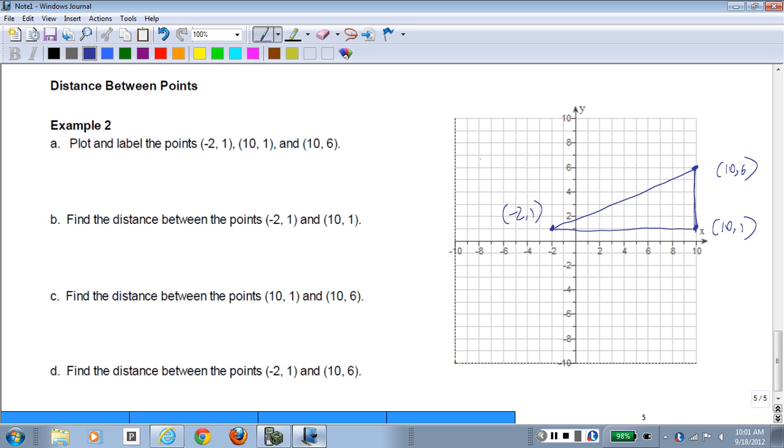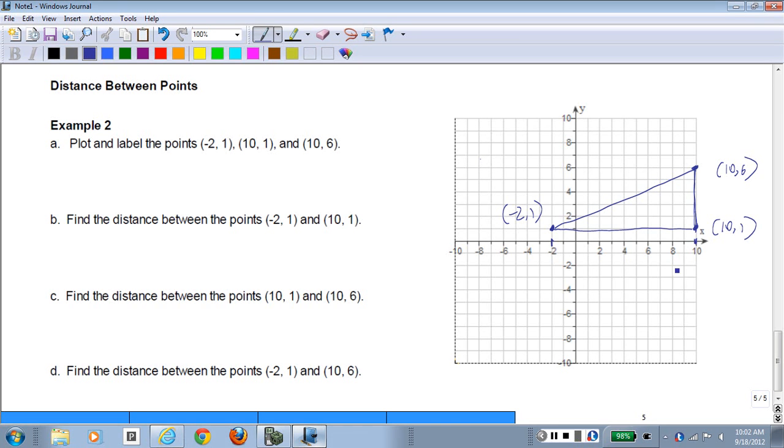Right? So we have that point. And then it asks us some distances. Find the distance between (-2, 1) and (10, 1). Now because (10, 1) was chosen so it has the same y-coordinate as (-2, 1), it's really easy to find that distance. The distance between those 2 points is the same as the difference between the numbers negative 2 and 10 on the number line.